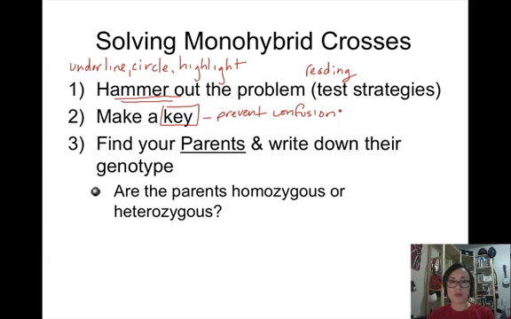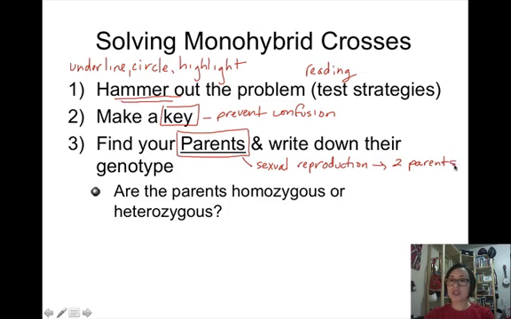we don't get confused. The next thing that we want you to do is find your parents. And here's the key. People sometimes get confused. If we're talking about monohybrid crosses, we're talking about sexual reproduction. So if we're doing sexual reproduction, we're always talking about two parents. So when we tell you to find your parents, you're always looking for two. If you can't find two, you know that you've made a mistake. If you find more than two, you know that there's another mistake there too. So in order to find your parents, you have to use your reading strategies, figure out what letters you're going to use, then find your parents and write down their genotypes.